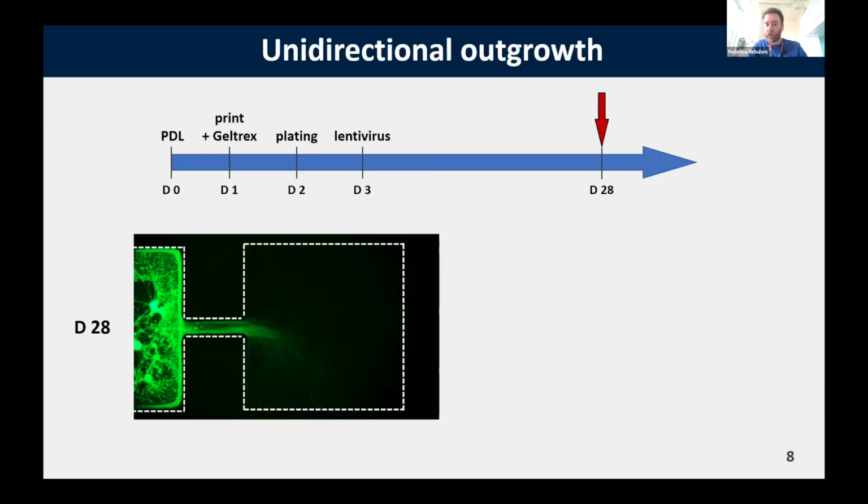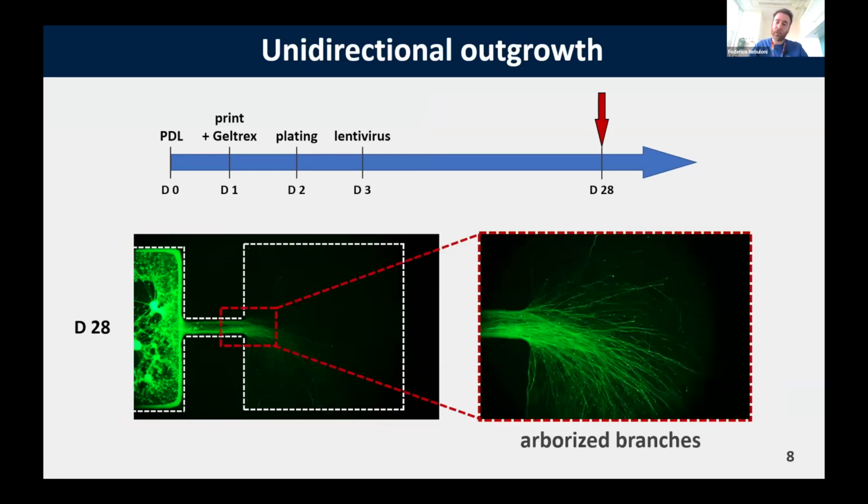And after about a month's time, we can see that all the neurons have grown, the ramifications invading the channel and then the distal chamber, creating these nice arborized branches, but yet again, no cells, no somas to be more precise, can be detected in the far chamber, just a couple of 100 microns inside of the channel.